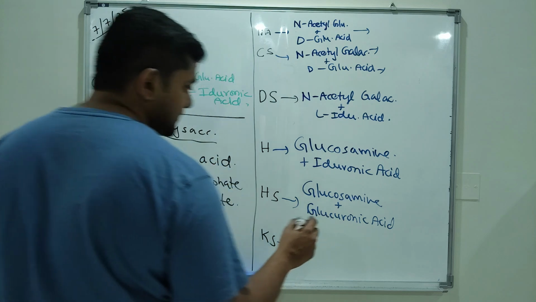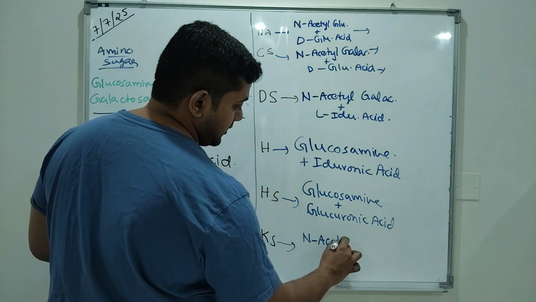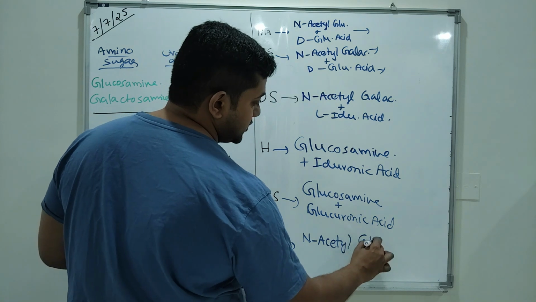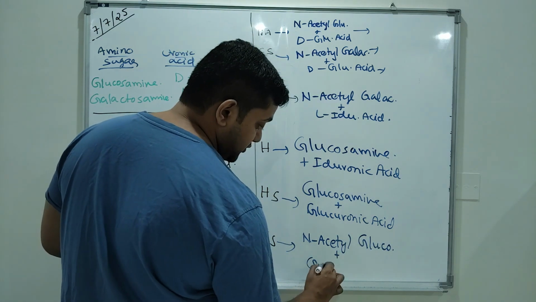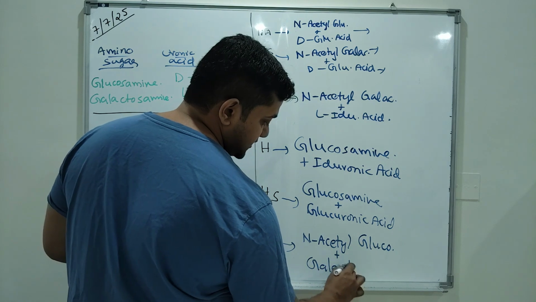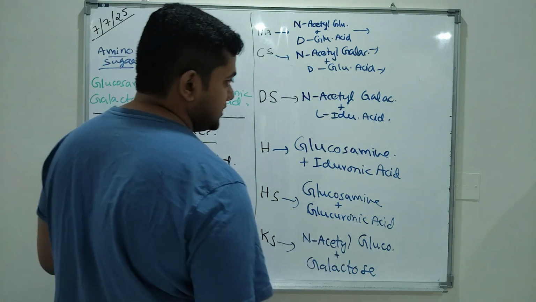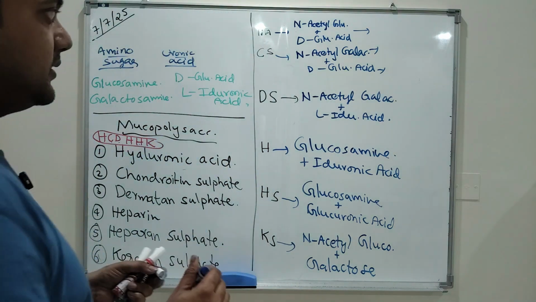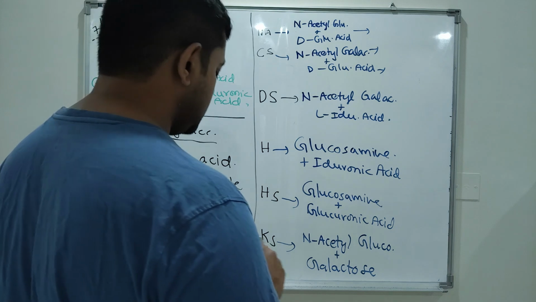Now keratan sulfate is simply N-acetyl glucosamine and along with that galactose. Okay, galactose, no attachment, no derivative, it is just galactose. So these are the main 6 mucopolysaccharides that you have to learn.